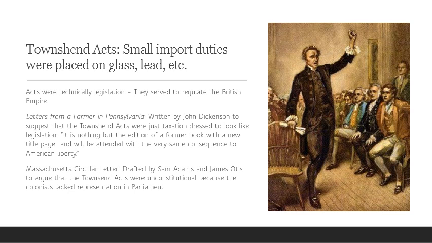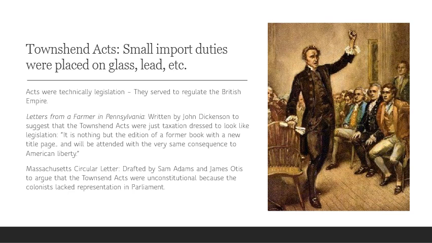Now, the Townshend Acts, basically they place a small import duty on glass, lead, stuff like that, stuff that people need to buy. So it's going to tax you just a little bit for anything that you buy. And these acts were technically legislation. They served to regulate the British Empire. Now remember, legislation is all about regulating the empire, making sure that things work smoothly, and not all about making money, even if money is made as a result. The colonists, though, are going to call BS on the Townshend Acts because they realize that these Townshend Acts really are designed to make money.